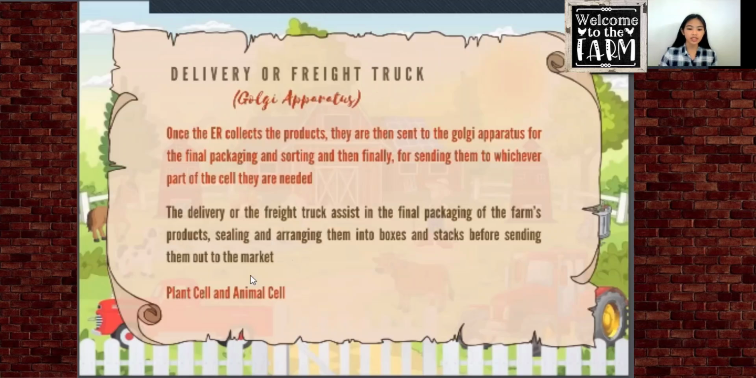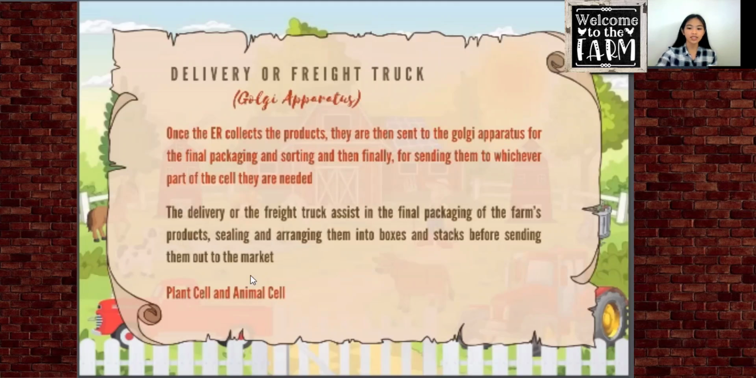Once the endoplasmic reticulum collects the products, they are sent to the Golgi apparatus for the final packaging and sorting, and then, finally, for sending them out to whichever part of the cell they are needed. In farms, the delivery truck assists in the final packaging of the farm's products, sealing and arranging them into boxes and stocks before sending them out to the market.